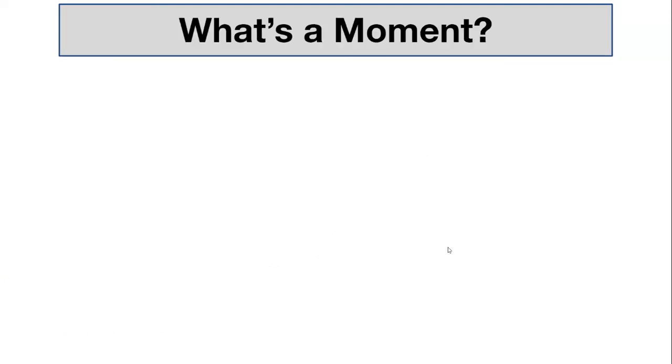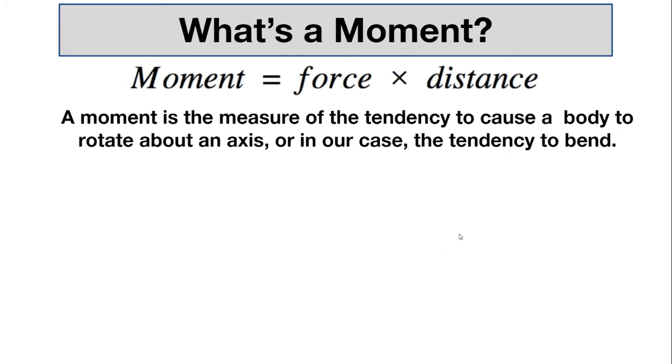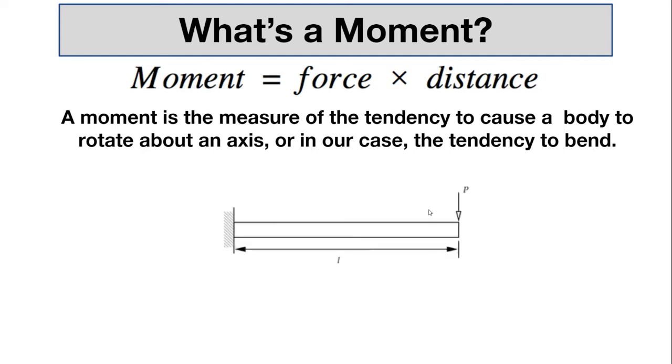Let's end this lecture with what's a moment. Moment is force times distance. It's a measure of the tendency to cause a body to rotate about an axis, in our case, the tendency to bend. It's kind of the opposite of what you would think. The moment is 0 underneath the load, and the farther away you get from the load, the bigger the distance from the force, the larger the moment is.